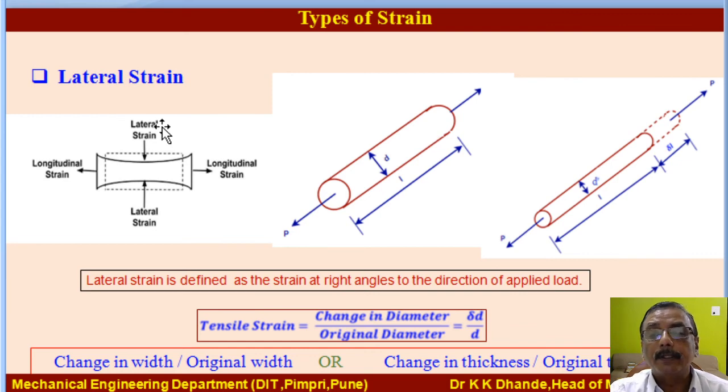Lateral strains. We have seen there are three dimensions. One is linear and the remaining two are the lateral dimensions. When the linear dimension changes, the lateral dimensions also change correspondingly. So, lateral strain is defined as the strain at right angles to the direction of applied load, or in another manner you may say, lateral strain is defined as the change in diameter to original diameter. Because if we take a simple rod, when we stretch it, its diameter decreases while its length increases. In the same principle we apply for a rectangular or square bar, where a change in width will be there. So we may say change in width to original width, change in thickness to original thickness. That is also known as lateral strain.